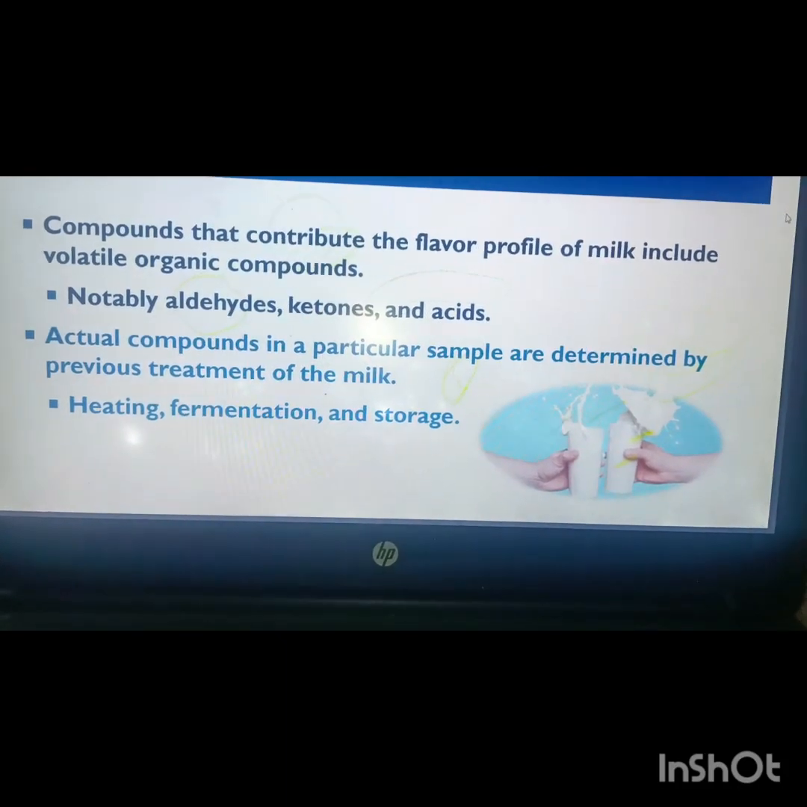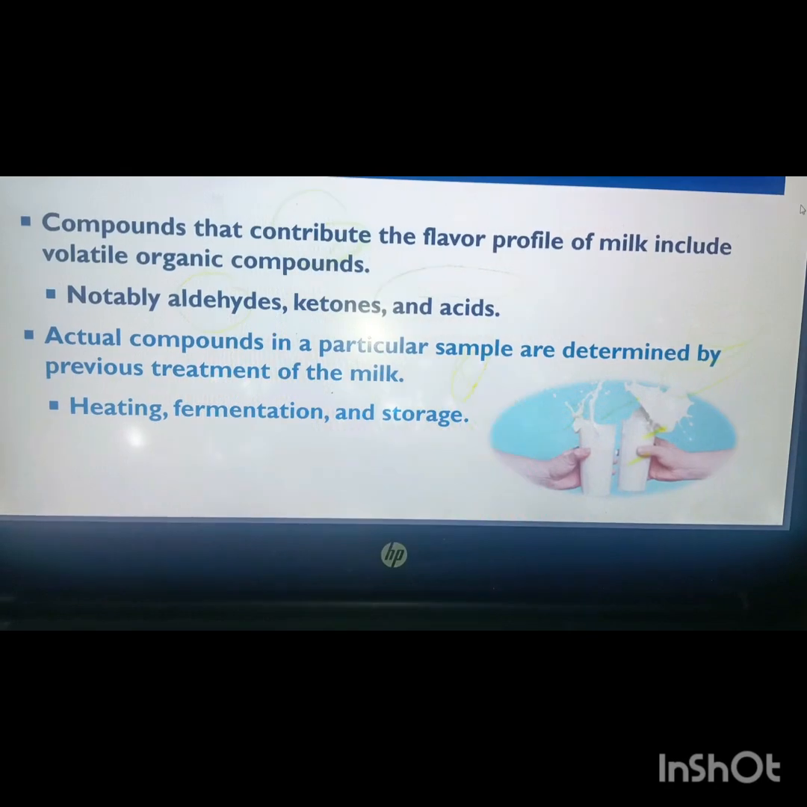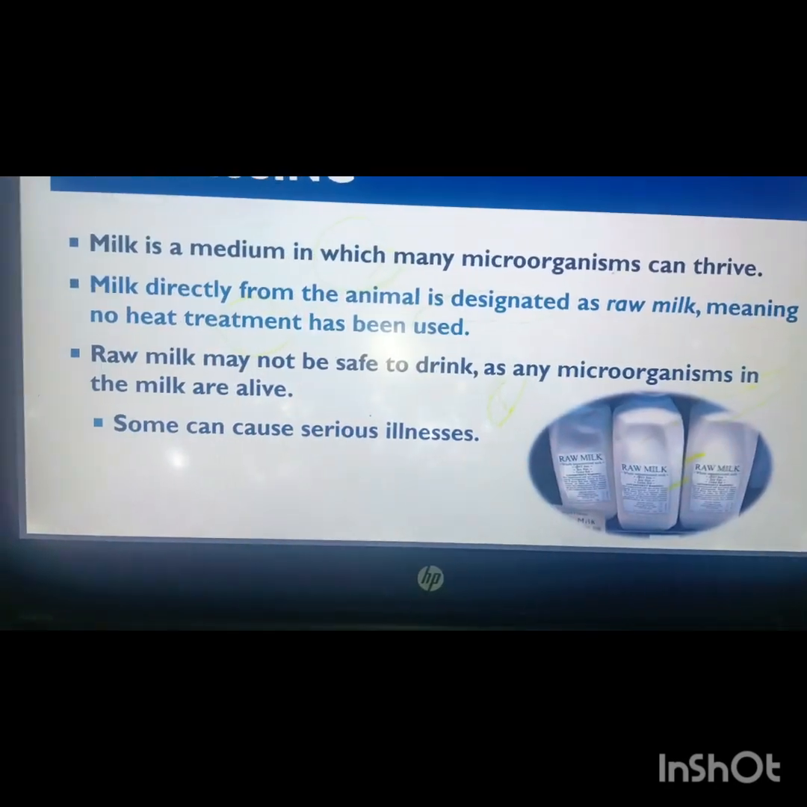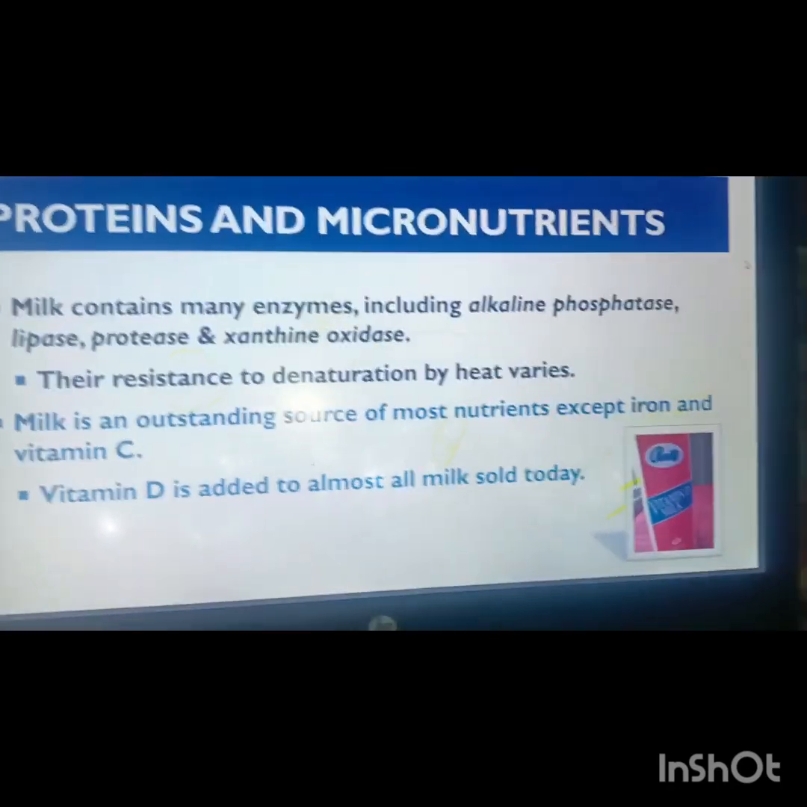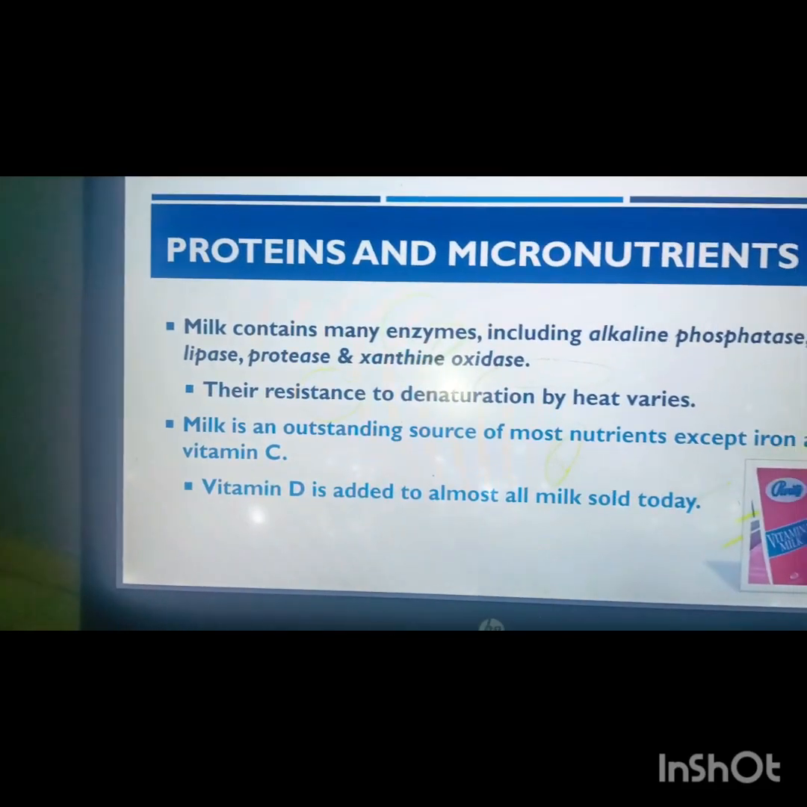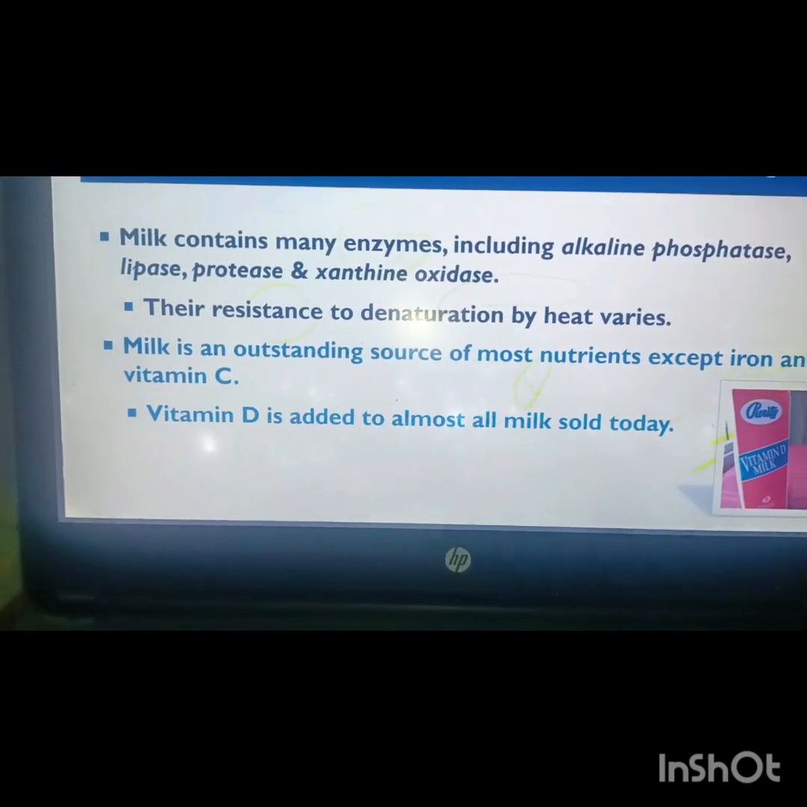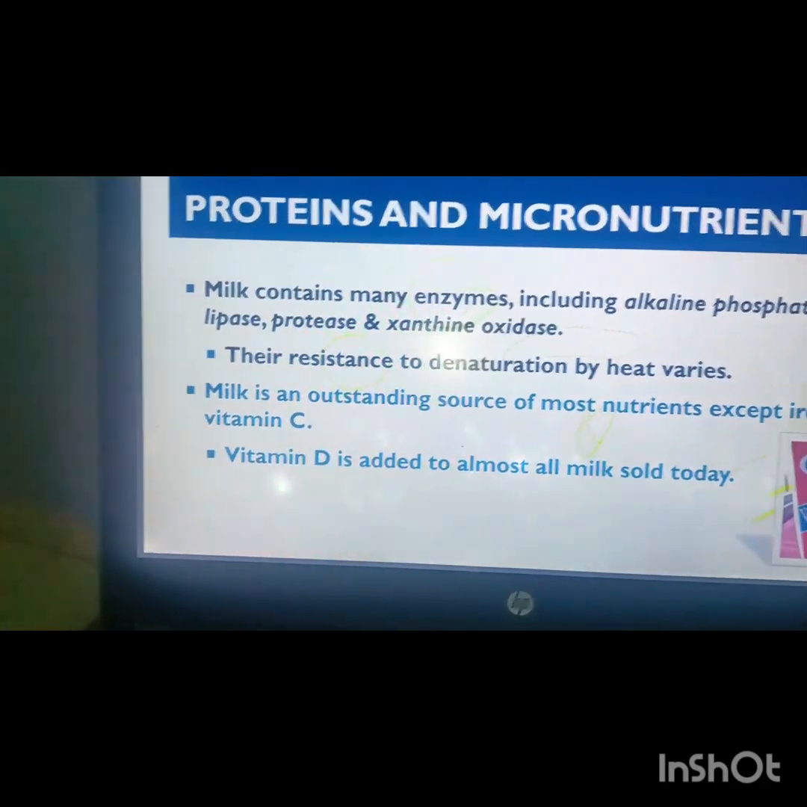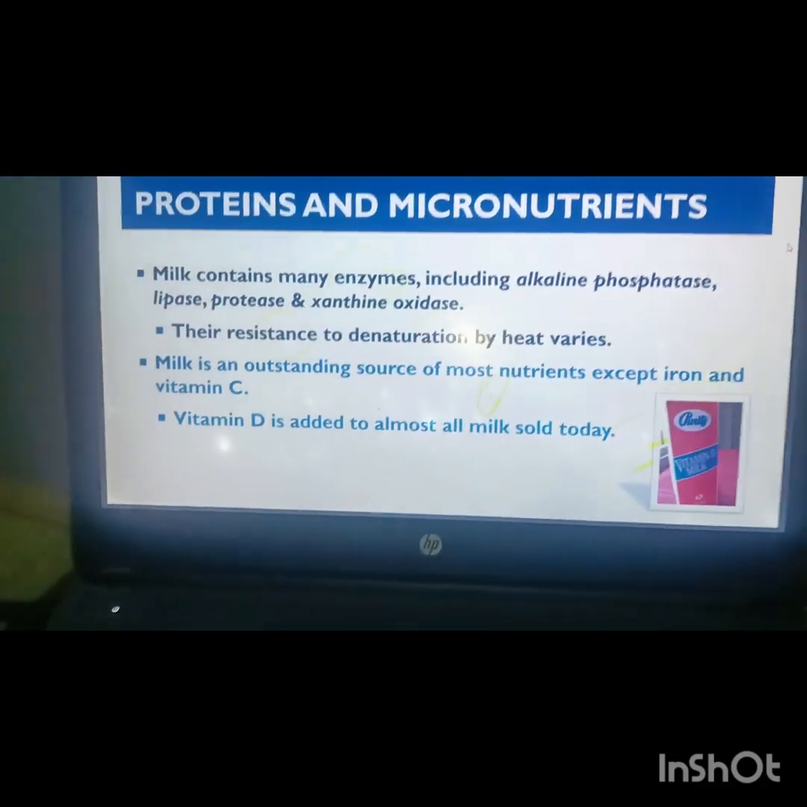We also have flavor components in milk. We have the ketones, the aldehydes, and the acids. We also have the protein micronutrients, which are basically enzymes such as alkaline phosphatase, xanthine oxidase, proteases, and lipases. So this makes the whole summary of the composition of milk.